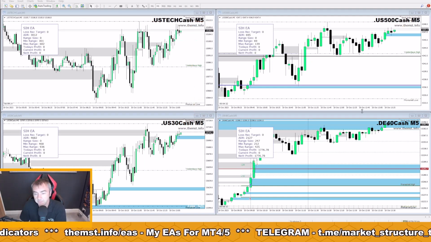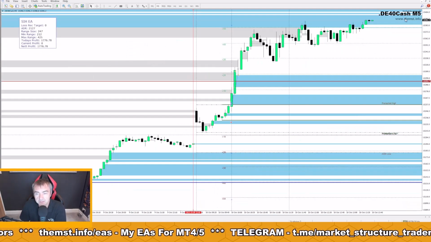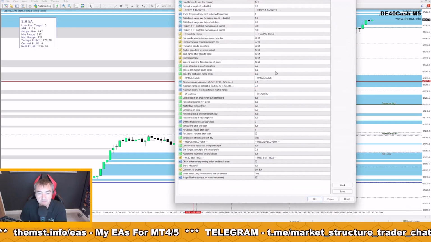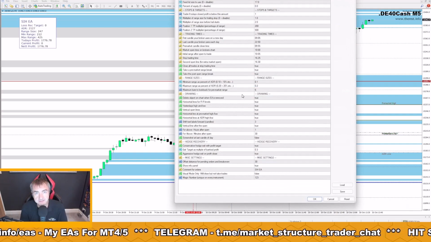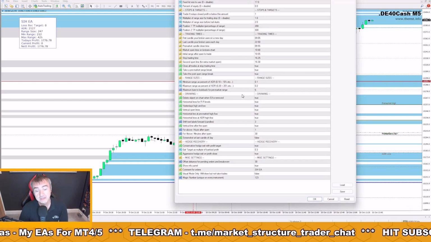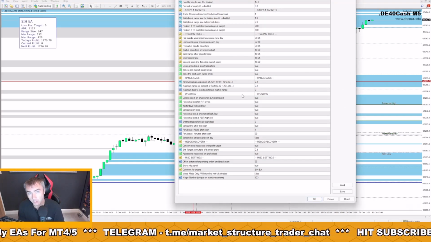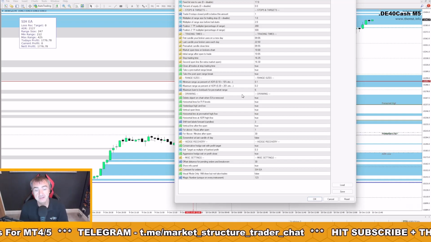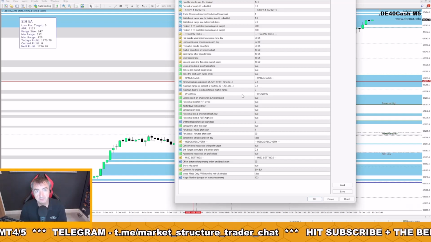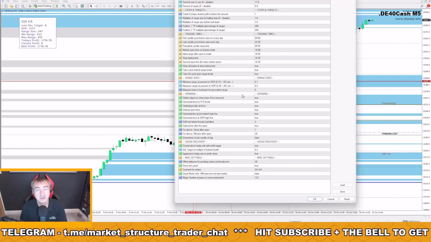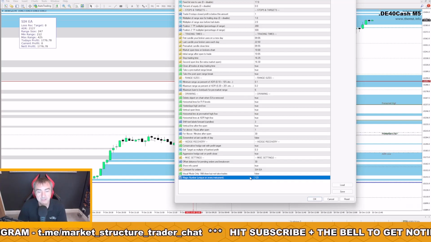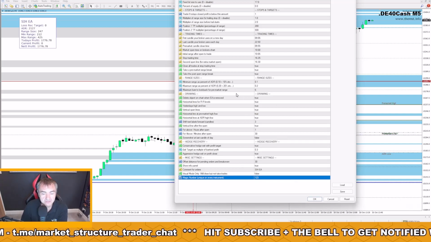It's a very important point. It has to be unique. 99% of queries I get about my products are, why has it done this? And the question is always, have you got a unique magic number? Oh, no, I haven't. So basically, all of the different EAs are managing all of the trades and they're fighting over what they should all do with it. So that's why you have a unique magic number. Okay, so that's all the main settings covered.